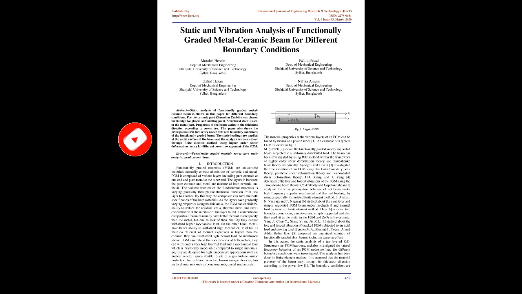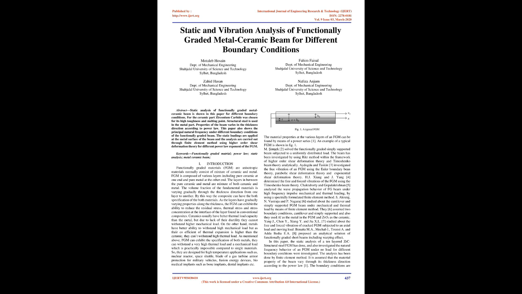Introduction. Functionally graded materials, FGM, are anisotropic materials normally consisting of a mixture of ceramic and metal. FGM is composed of various layers including pure ceramic at one end and pure metal at the other end. The layers in between are a mixture of both ceramic and metal. The volume fraction of the fundamental materials varies gradually through the thickness direction from one layer to another. This way the composite can have the specifications of both materials.